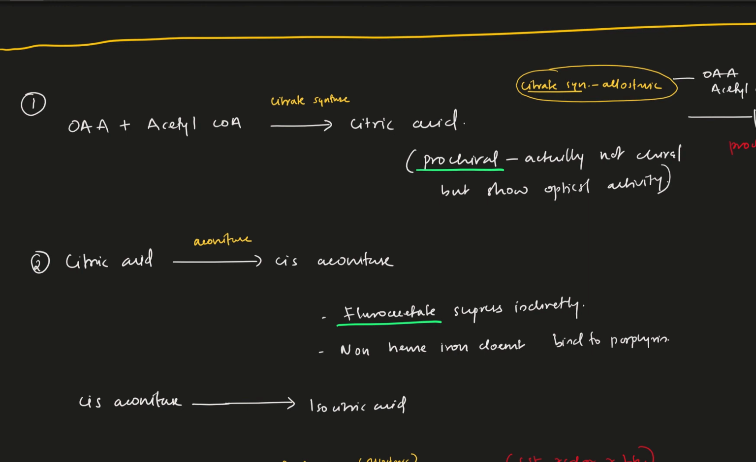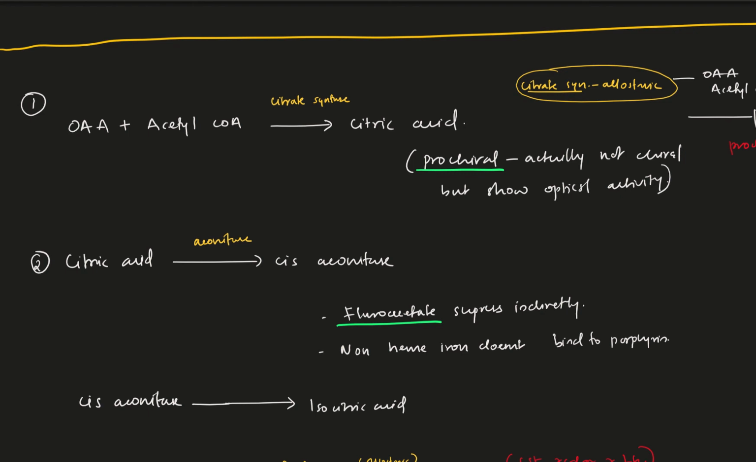We were discussing the citric acid cycle. In these reactions, the oxaloacetic acid first binds to the acetyl CoA and forms the 6 carbon acid, that is the citric acid.